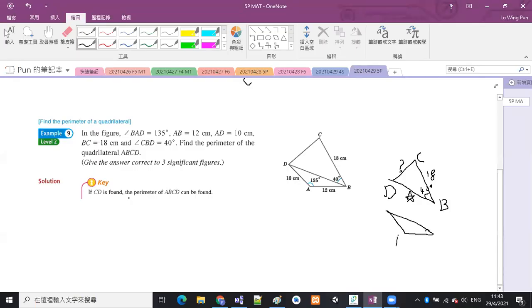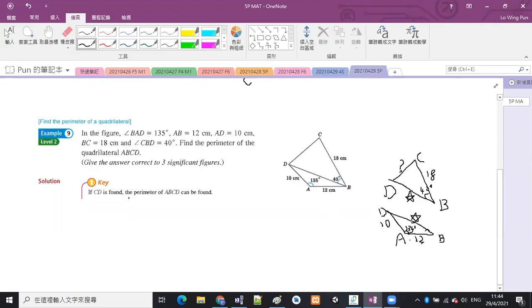Okay, so this is ABD. And we have 10 cm, we have 12 cm, and we have 135 degrees. Okay, 135 degrees. And also DB is the side which is common to both triangles. Okay, so now what can we use?